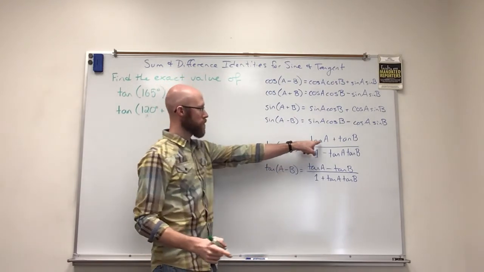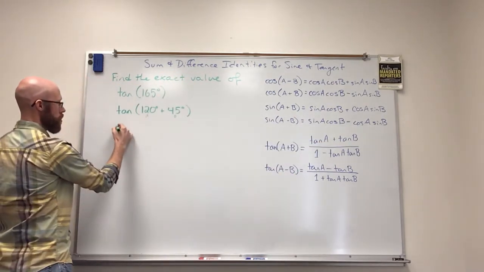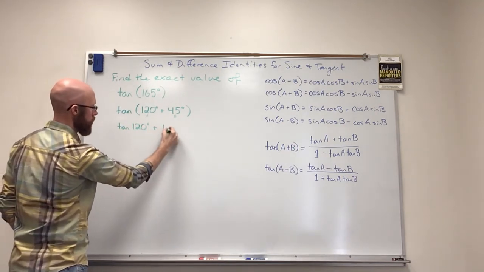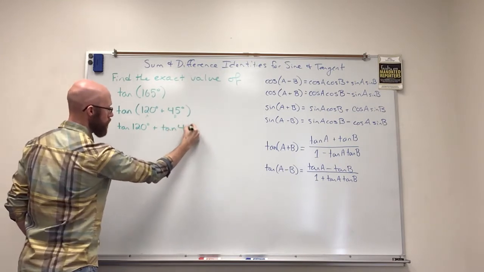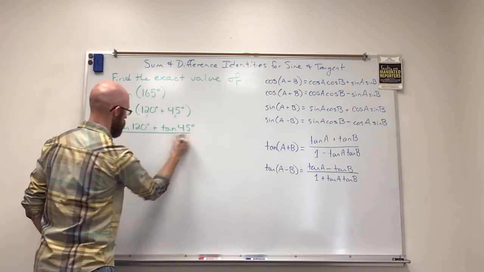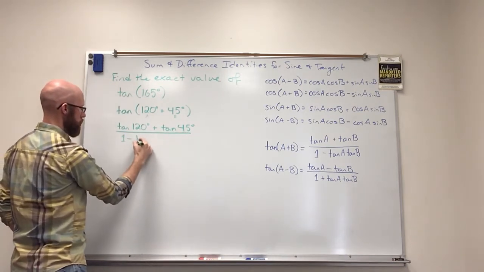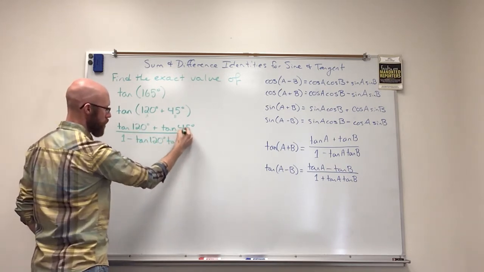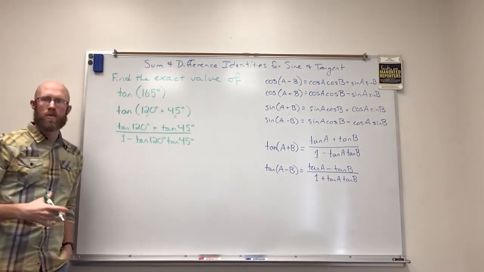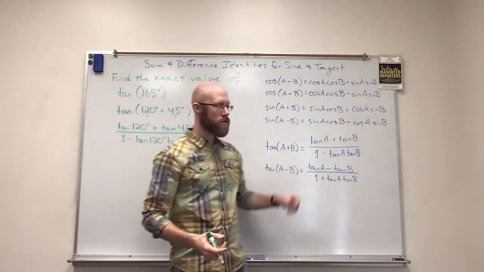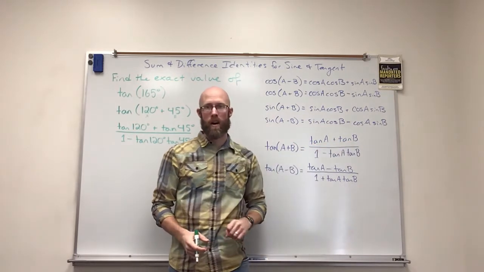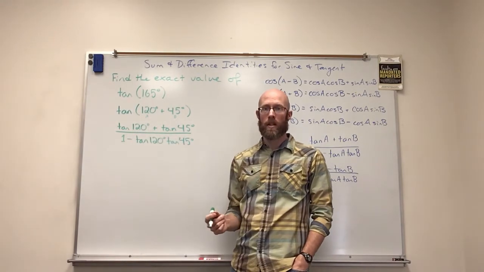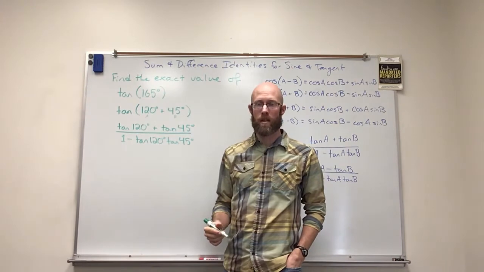So the tangent of A plus B is found using this formula. We can use the tangent of A, which is our 120, plus the tangent of B, which is our 45, over 1 minus the tangent of A, which is 120, times the tangent of B, which is 45. Okay, so we're just filling in the A's as 120 and the B's as 45. Okay, so now I need to actually find the values for each of those angles separately. Now we can do that. The 45 we can do pretty easily.